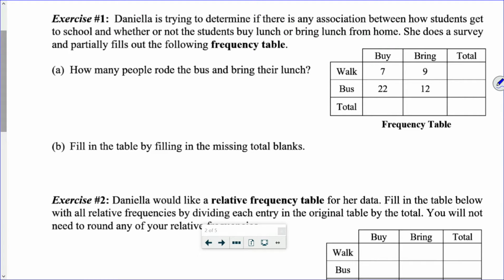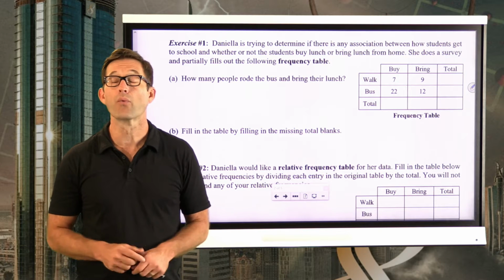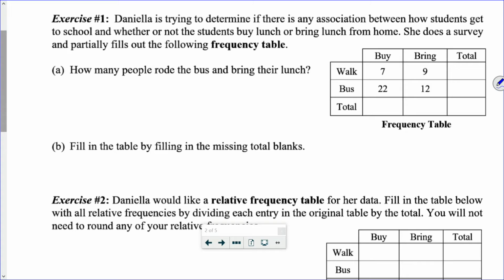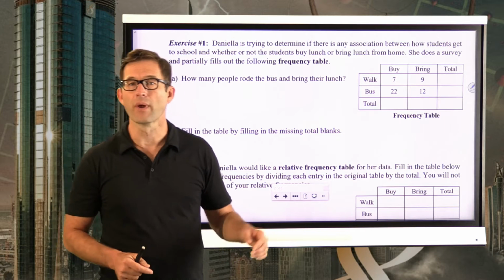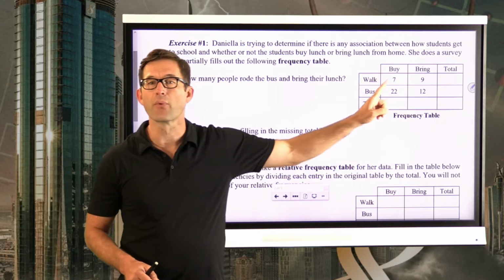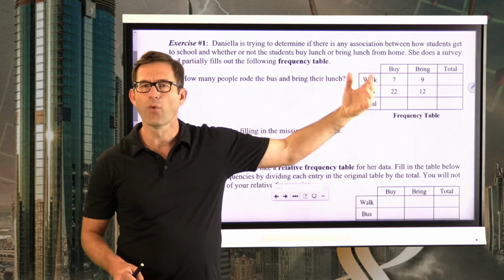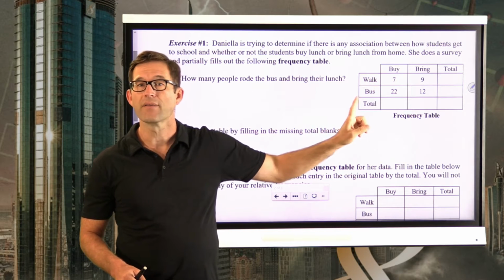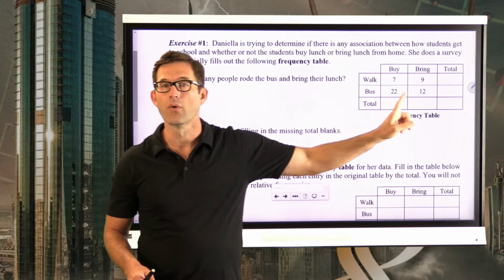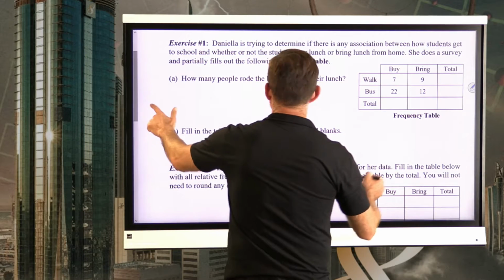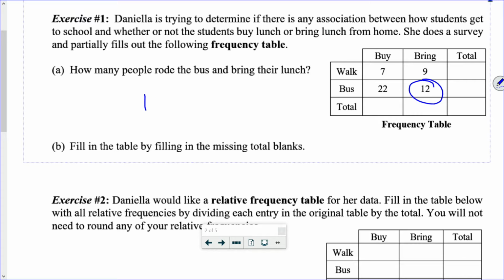How many people rode the bus and bring their lunch? All right, so how many people rode the bus and bring their lunch? Take a look and answer this question. All right, well, it's pretty simple, right? These four numbers basically break down all the people that were in the survey into really kind of four different categories, right? And the category we're looking at is people who rode the bus and bring their lunch. So that would specifically be these 12 people.